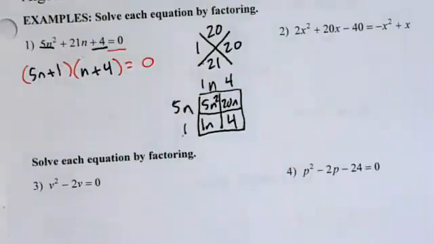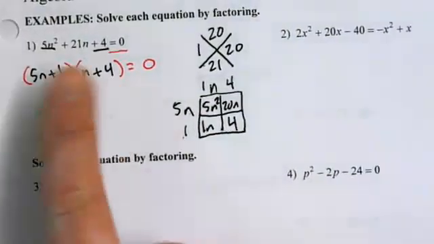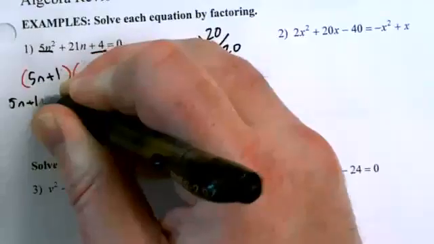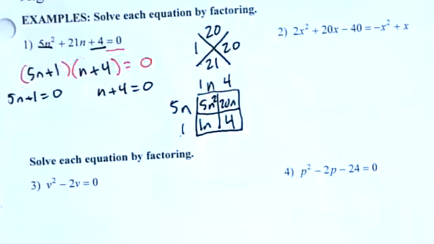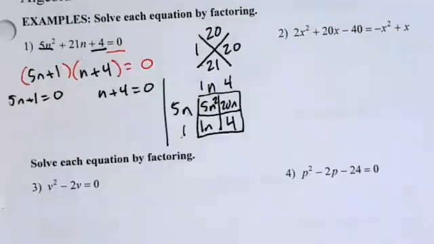Anybody remember what to do next? Yeah, good for you. Yeah, we're going to split this up and make two equations. They're each going to be equal to 0. So one of them is going to be 5n plus 1 equals 0, and the other one's going to be n plus 4 equals 0. And then we just have to solve those two equations. So we've got a couple more steps, but they're just simple algebra steps.